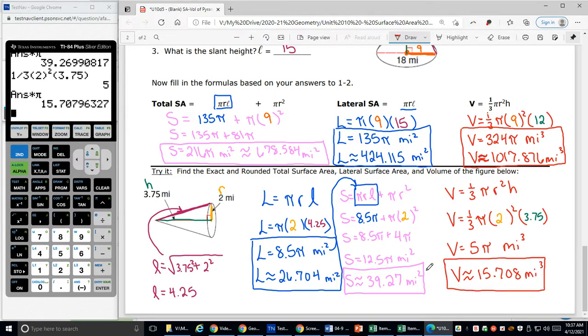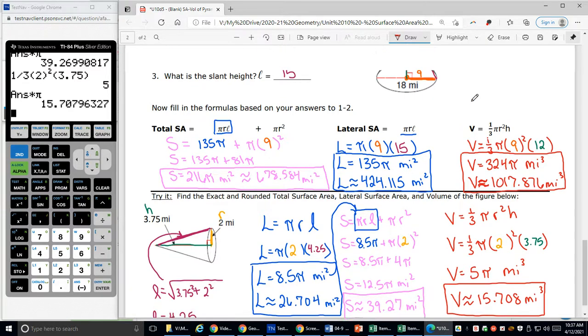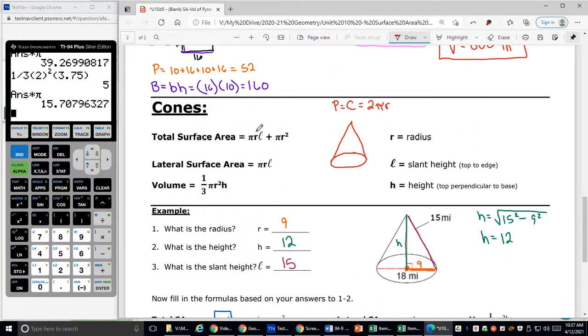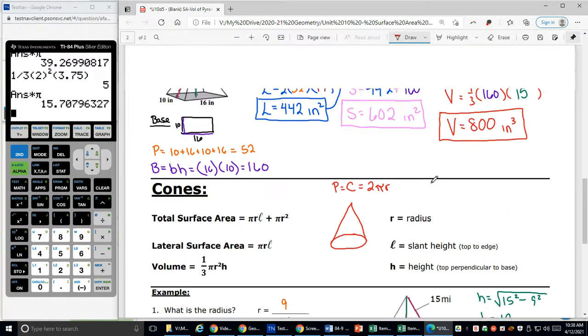All right, so thank you so much for watching these notes. The very important thing to remember is when you're working with cones, you just have to know your radius, your slant height, and your height, like your chandelier height. Those are the only 3 things you need to know for applying your formulas for a cone.